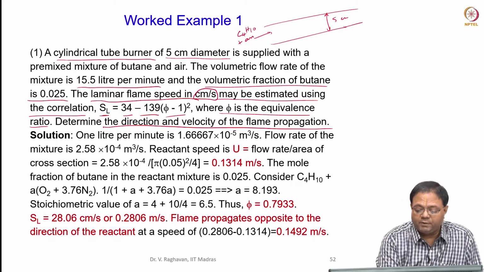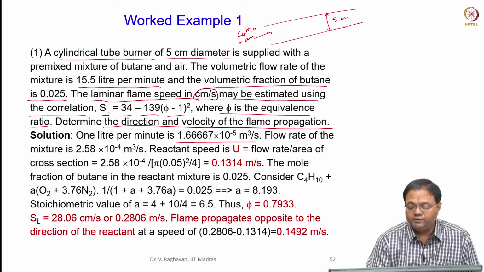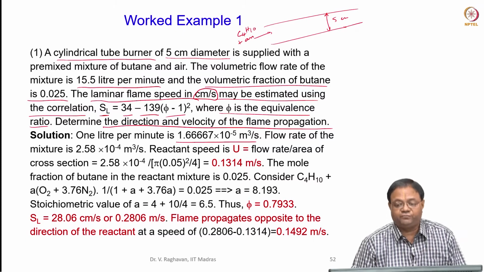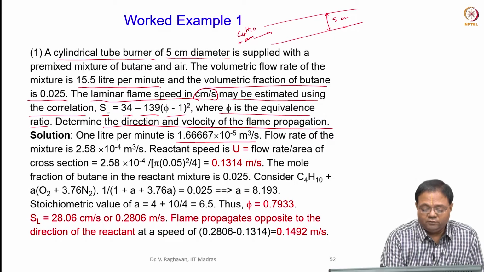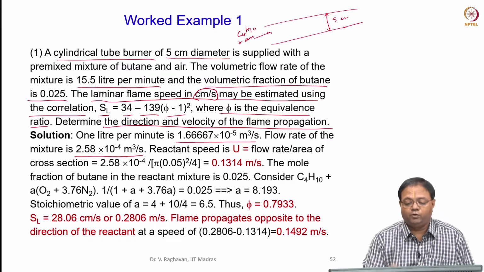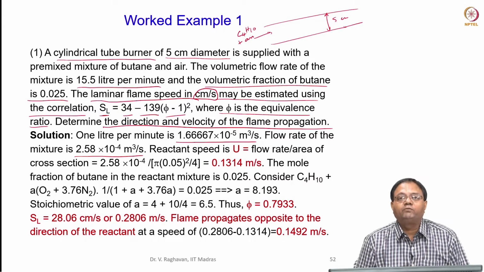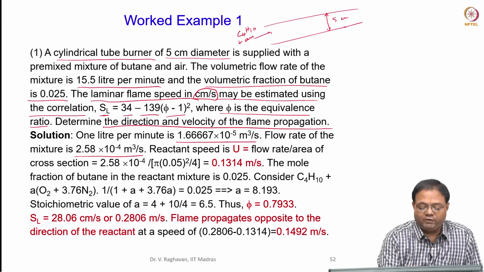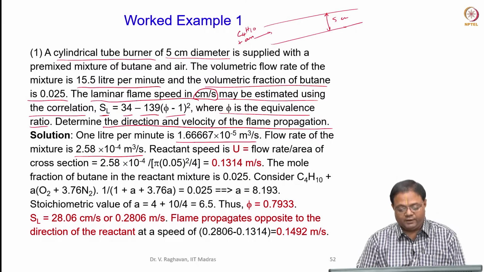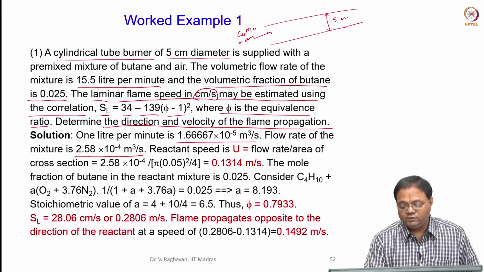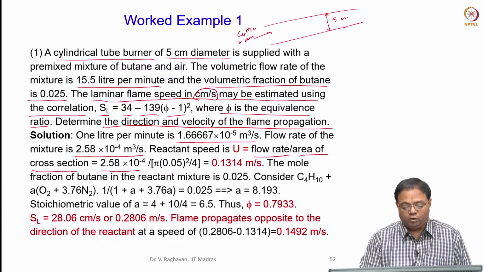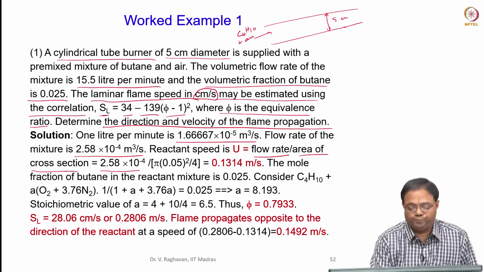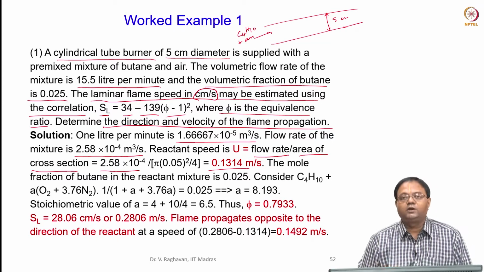One liter per minute is equal to 1.66667 times 10 power minus 5 meter cube per second, in SI units. Converting, the flow rate corresponding to 15.5 liter per minute is 2.58 times 10 power minus 4 meter cube per second. The reactant velocity is the volumetric flow rate divided by the cross-sectional area, 2.58 times 10 power minus 4 divided by pi d square by 4, so that is 0.1314 meter per second.